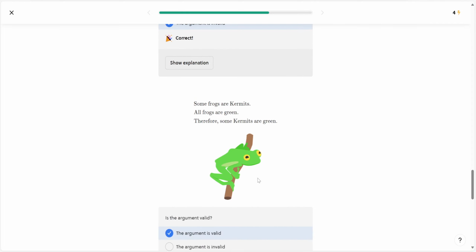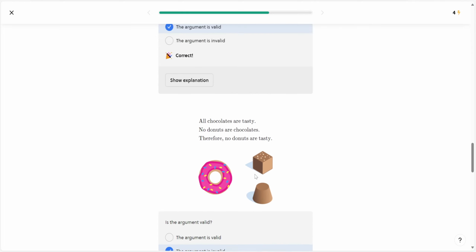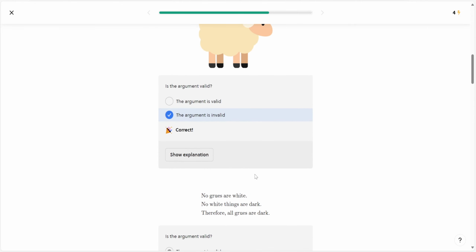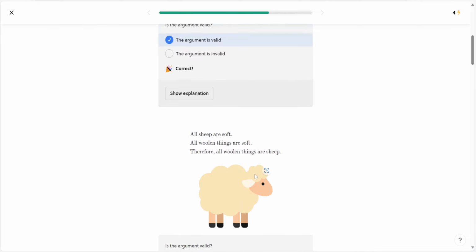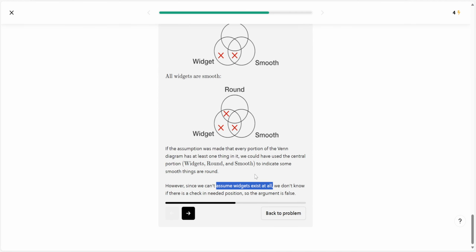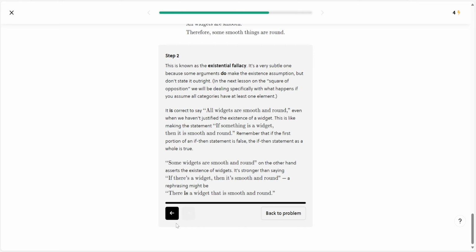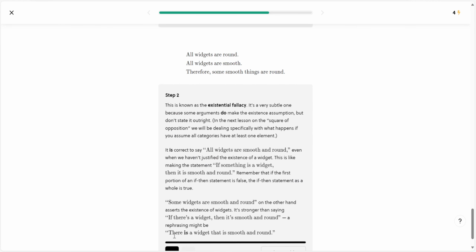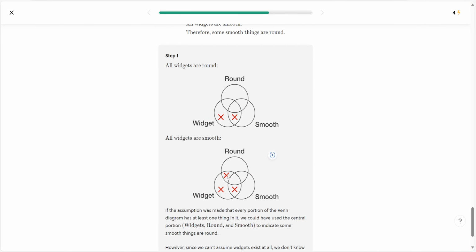So doesn't that apply to the Kermits and the frogs and the chocolates and the donuts and the vampires and the dragons and the sheep and the woolen and the cats and the fuzzy? You can't go and make up the rules as you go along. This is known as an existential fallacy. To be fair, I drew the diagram wrong anyway, so I accidentally left these as ticks. I should have crossed them out.